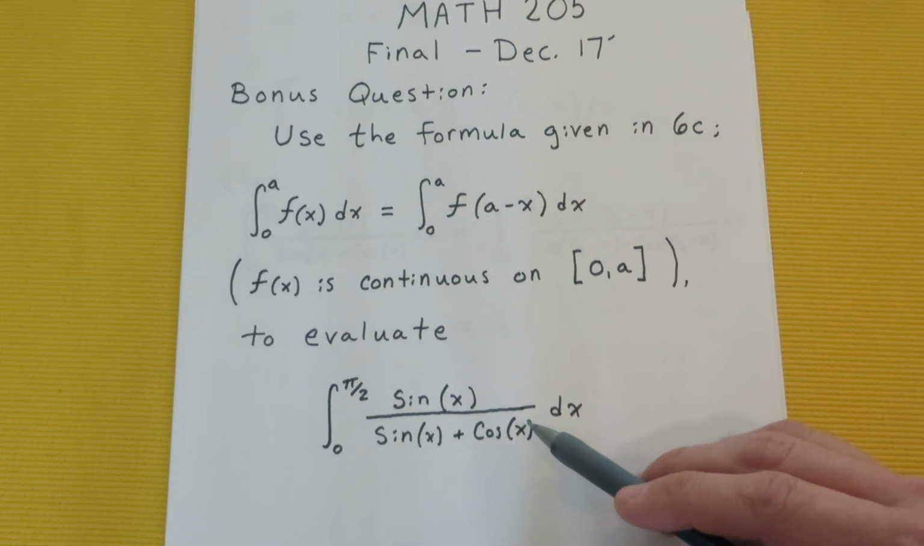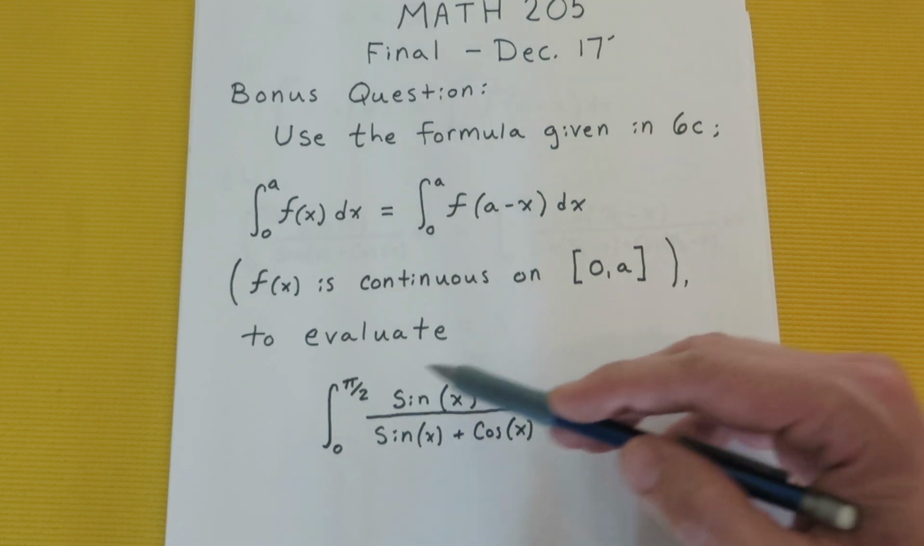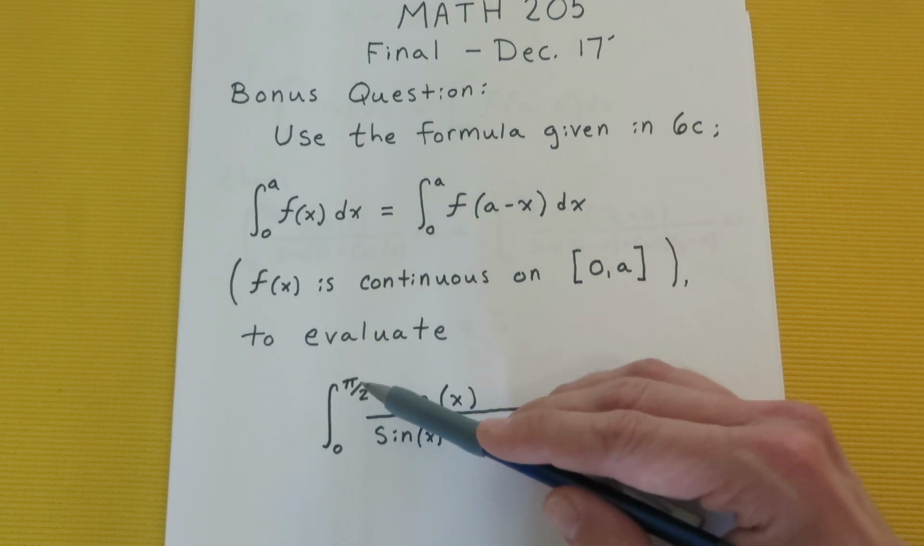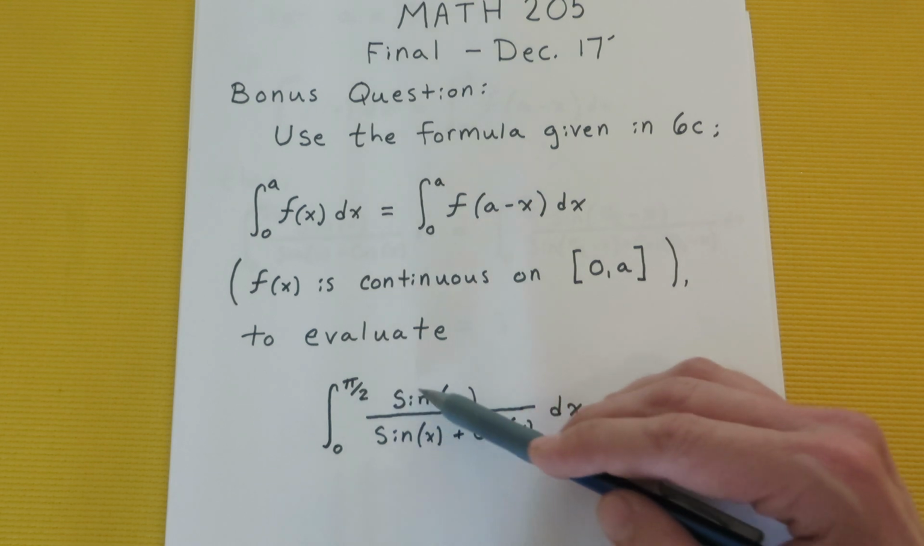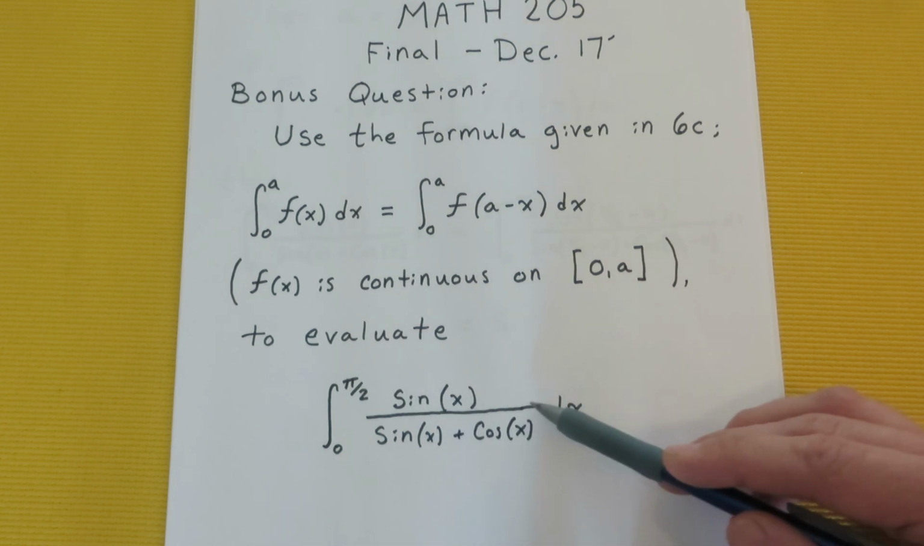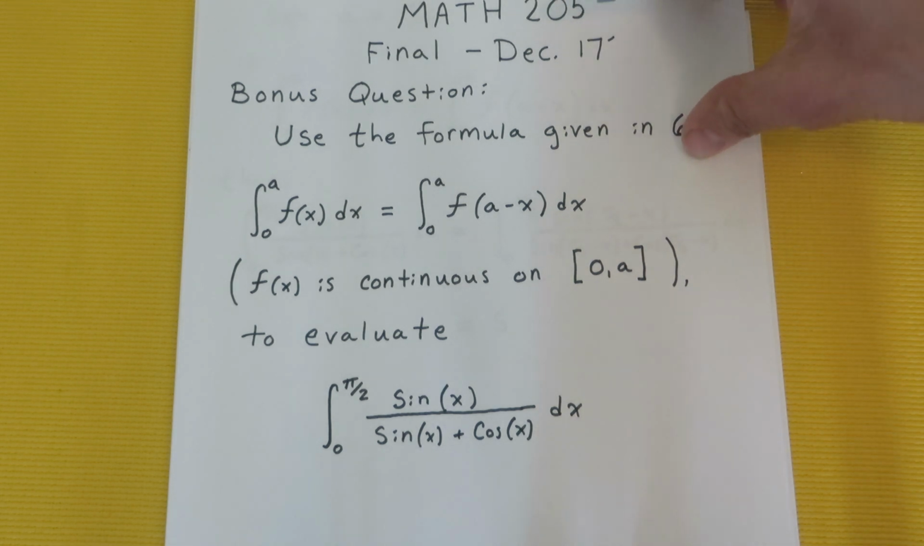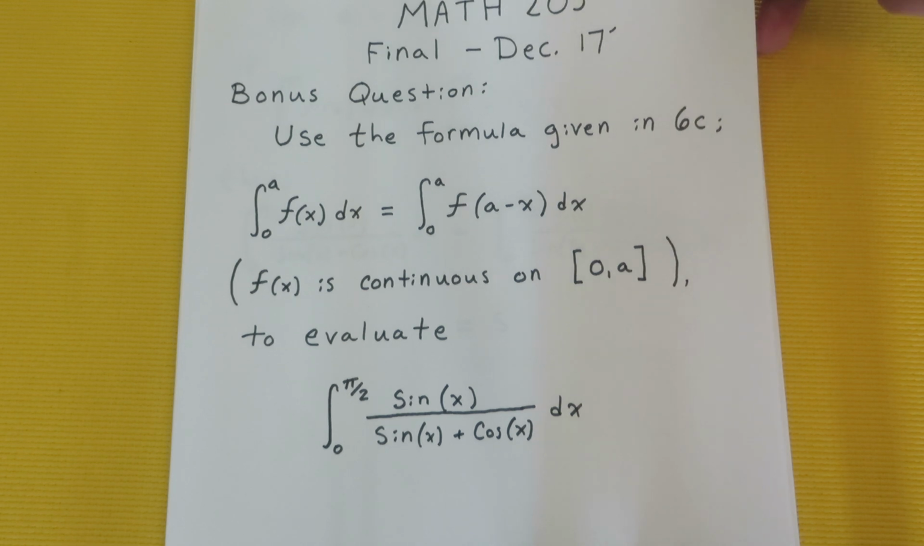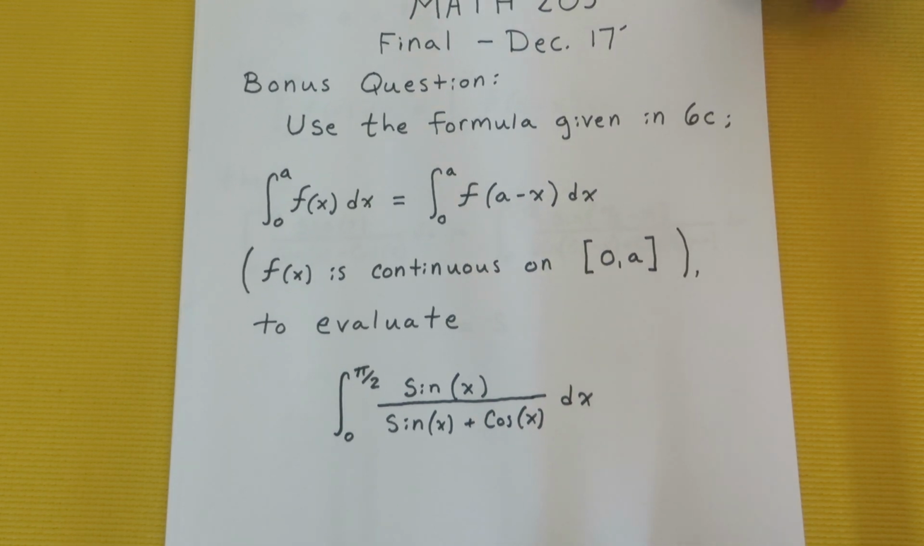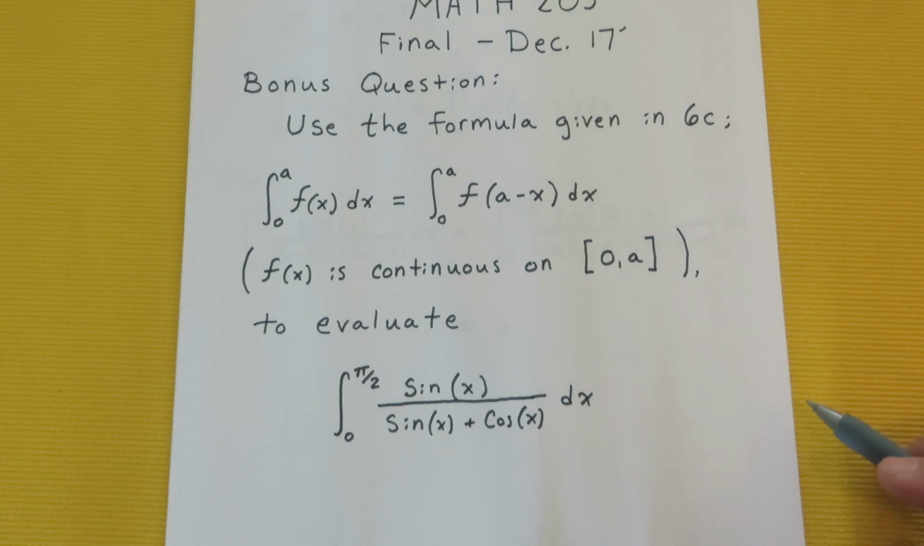So we're going to find the value of the integral from 0 to pi over 2 of sine of x over sine of x plus cosine of x dx. It looks a little bit complicated. If you think of our integral calculus toolbox, you might be thinking, maybe we could try integration by parts or u substitution or something like that.